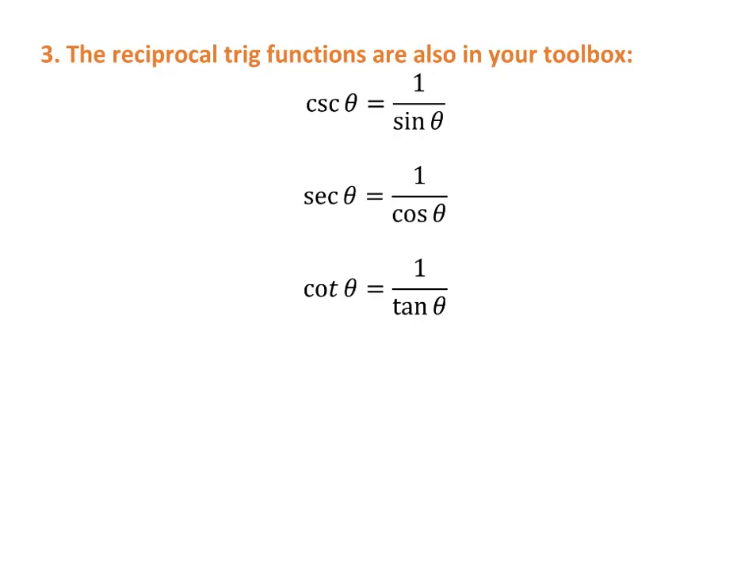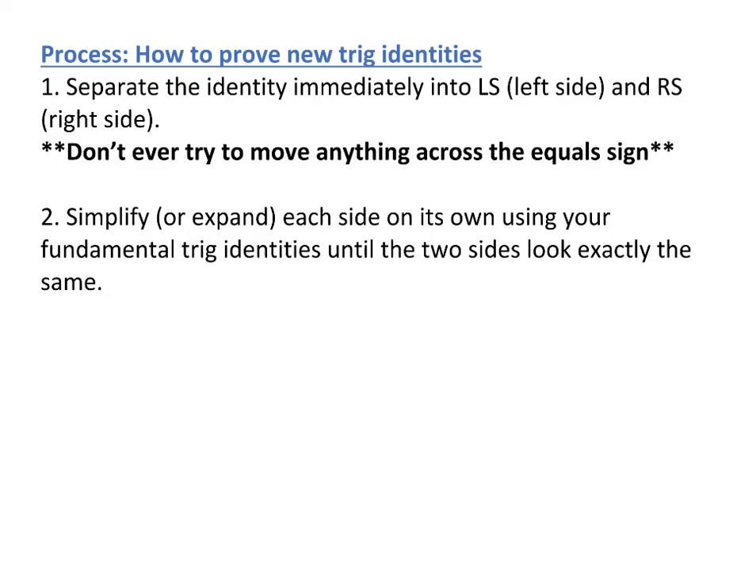All right, the last thing in your toolbox are actually just some definitions. So we've already learned these. These are your reciprocal trig functions. The cosecant of theta is 1 over sine theta. The secant of theta is 1 over cos. The cotangent of theta is 1 over tan theta. So these ones are just definitions, and we'll use them. So if you see a cosecant, you can replace it with a 1 over sine, or vice versa. You could go the other way too.